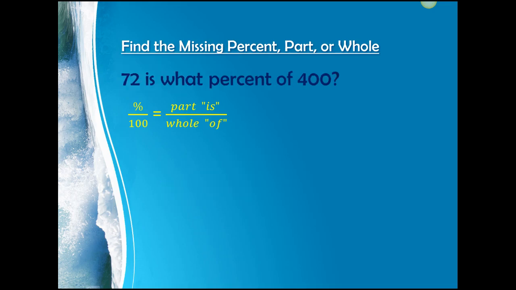72 is what percent of 400? Again, we need to identify the pieces that we have. We have 72 is, what percent, and that's the piece we're missing. We'll have to figure out the percent this time. And then we have of 400. We know that the percent always goes over 100. In this case, though, we're trying to find the percent. So that means we'll put the x over 100, and that's going to equal the part over the whole. 72 is the part, and that is out of 400, so 400 would be the whole. We can now find the percent.